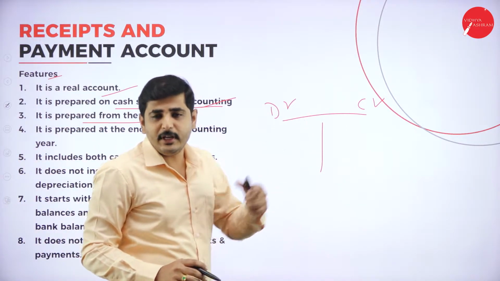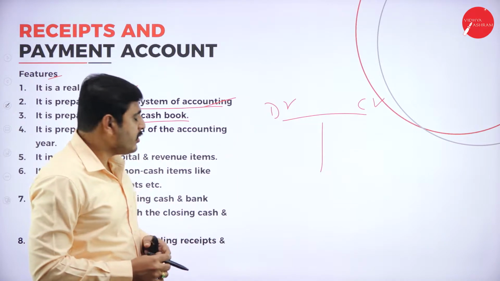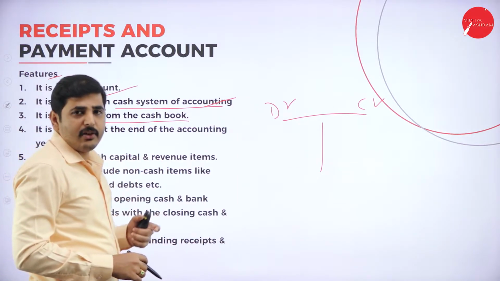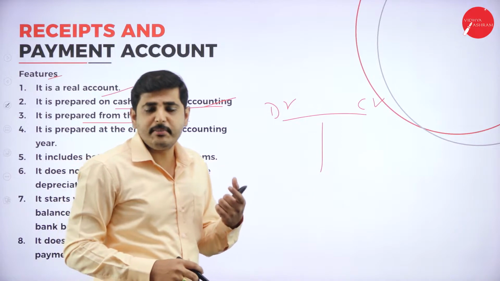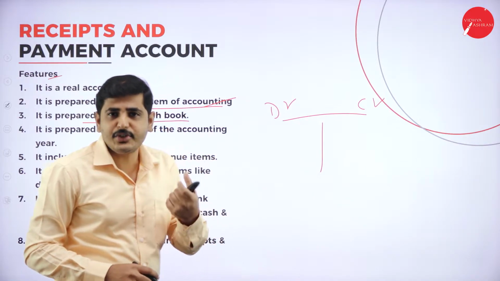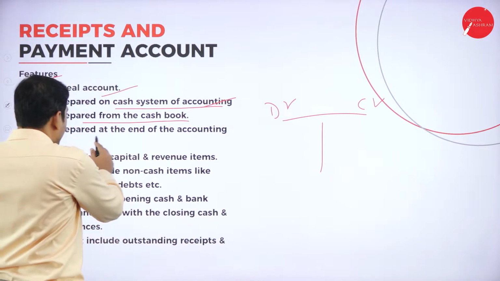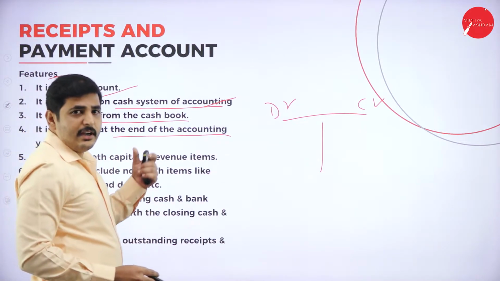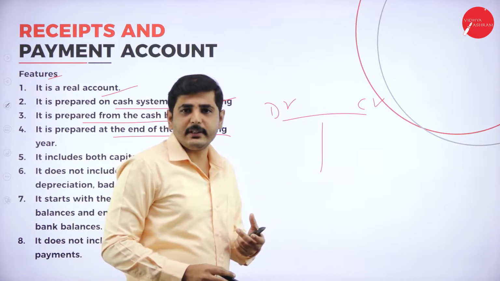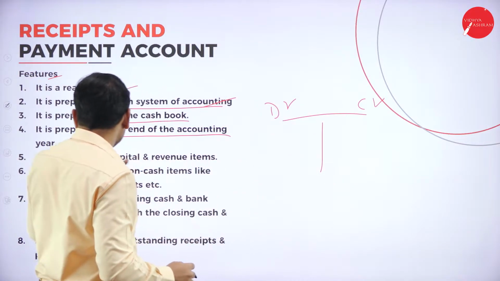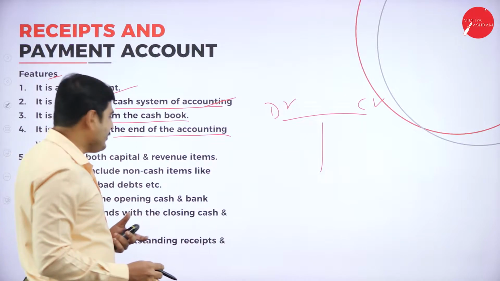So we will be having an opening balance and also a closing balance. At the end of the year we can understand what the closing balance is, or what the actual amount we are having on hand is. Next one, it is prepared at the end of the accounting year. So at the end of the accounting year we have to prepare the receipts and payment account in order to understand what actual cash is available in the business.